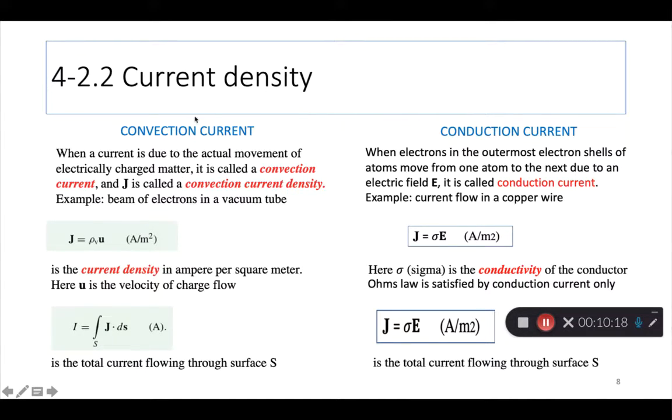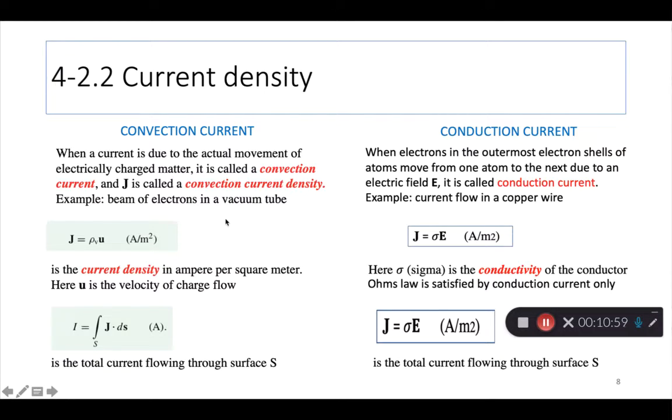Now let's look at something new called convection current. So convection current is possible even in a vacuum. So whether you have a conductor or not, it's possible to have electrons go through a volume or a surface, and that happens when the charged particles all go from point A to point B. This happens, for example, in a beam of electrons in a vacuum tube. You have a tube, there's no air or no atoms, nothing in it, it's vacuum, but you're still able to push electrons from one end to the other.